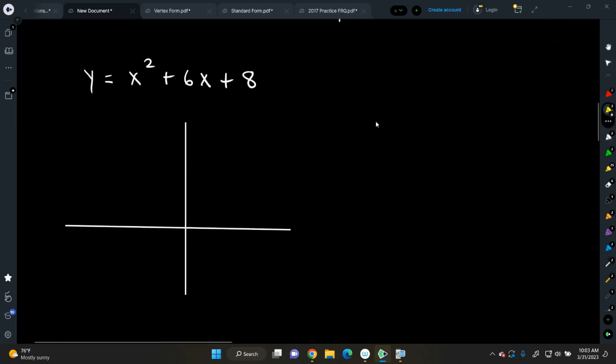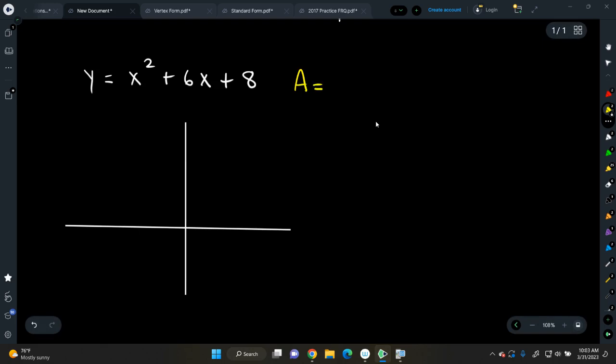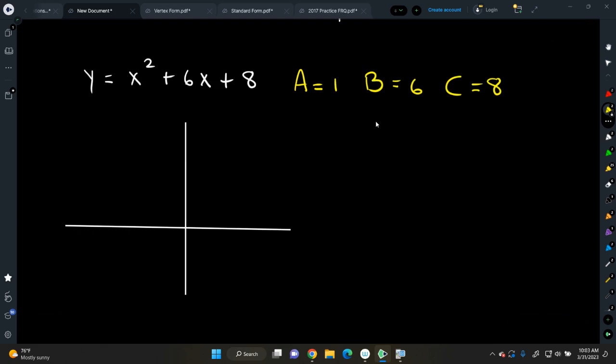Okay. All right. So, what do we know just looking at the equation? It's quadratic. Yes. Do we know A? What does A equal? 1. How about B? How about C? Okay. A, B, and C. All right. I know something else just by looking at the equation. Anyone remember?